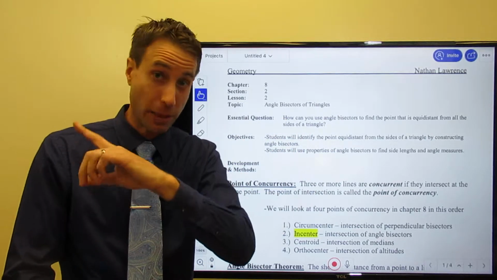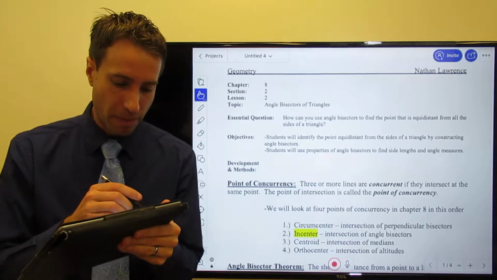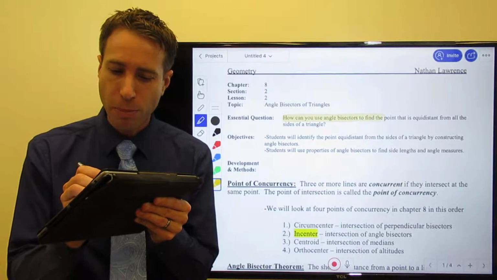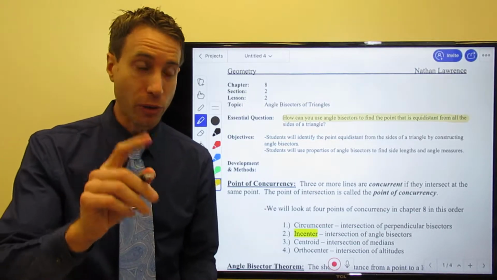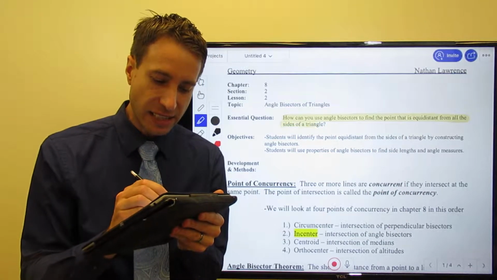What we want to take a look at is how, in the last section, we looked at perpendicular bisectors. Now we're going to look at angle bisectors, right? So your essential question is simply this: how can you use an angle bisector to find a point, really important, that is equidistant from all of the sides of the triangle?